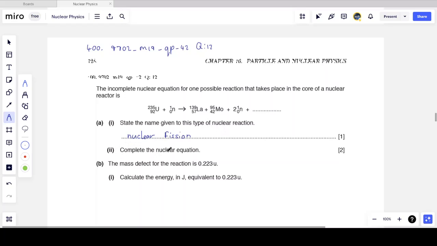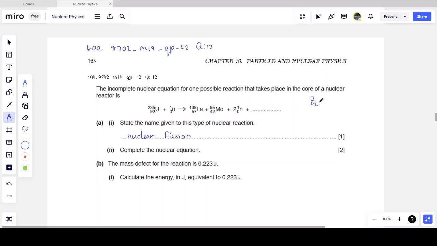The next part of the question says complete the nuclear equation. Now we know why the dotted line was there. Okay, so let me look at the numbers. So the numbers on top, which are my mass numbers. I have 236 on the left-hand side. On the right-hand side, I have 236. So my mass numbers are fine. Don't have an issue with the mass numbers. The mass numbers balance.